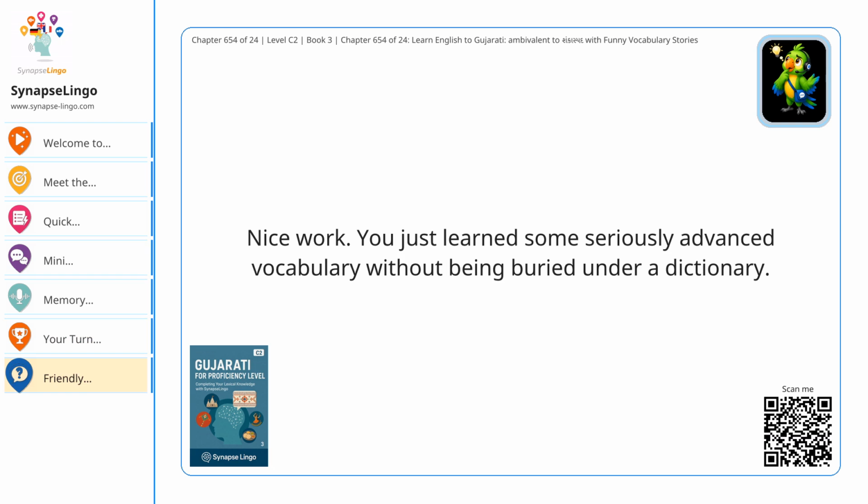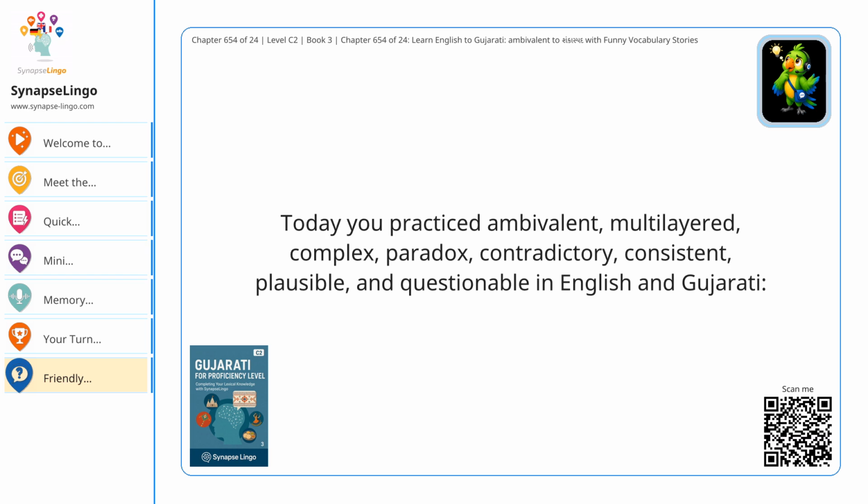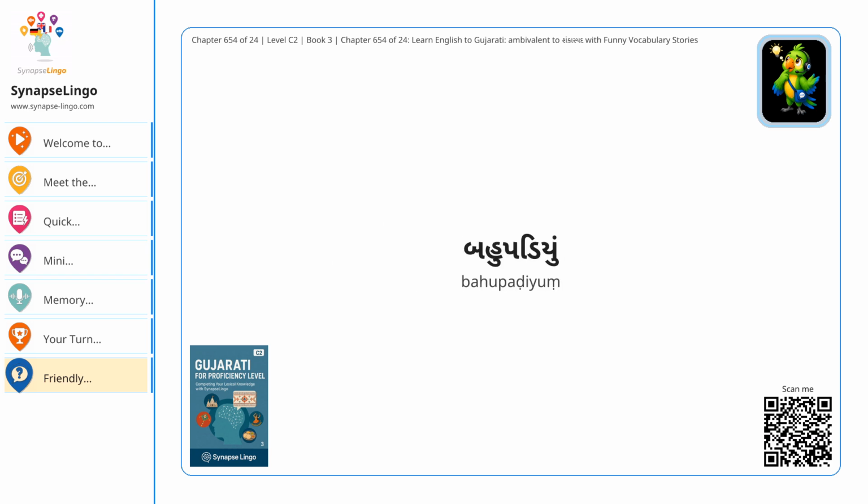Friendly wrap up. Nice work. You just learned some seriously advanced vocabulary without being buried under a dictionary. Today you practiced ambivalent, multi-layered, complex, paradox, contradictory, consistent, plausible, and questionable in English and Gujarati. द्विधाग्रस्त, बहुपड़ीयू, जटिल, विरोधाभास, विरोधाभासी, सुसंगत, संभवित लागतो, and शंकास्पद.